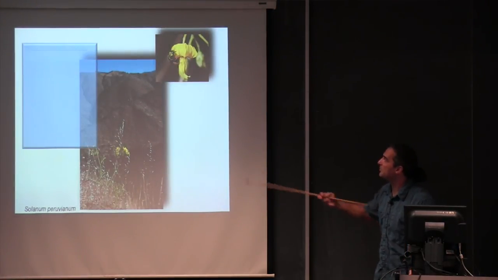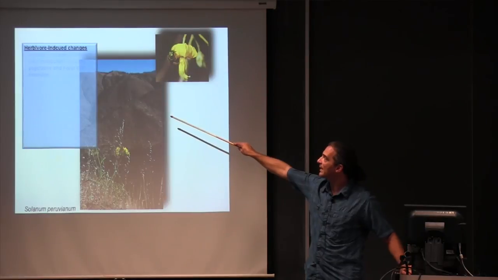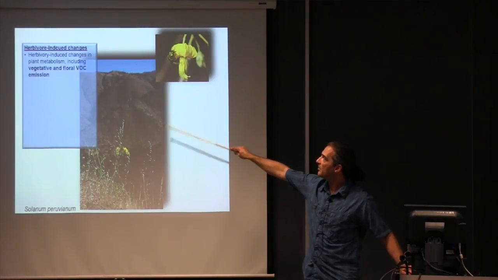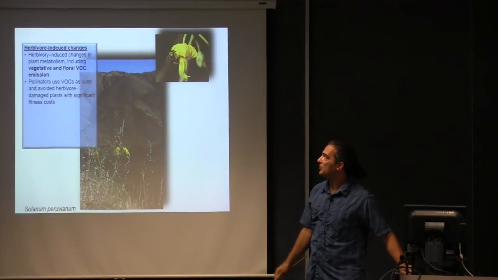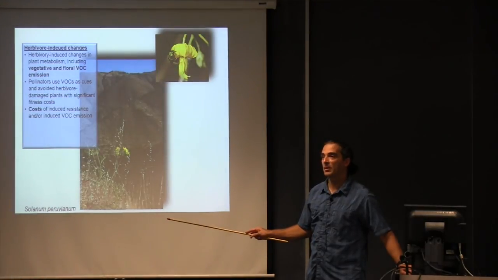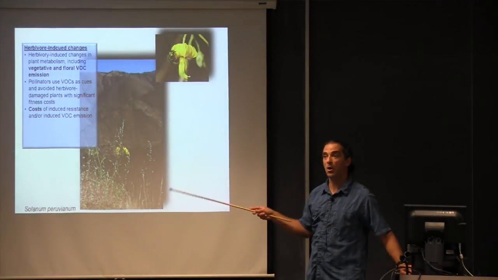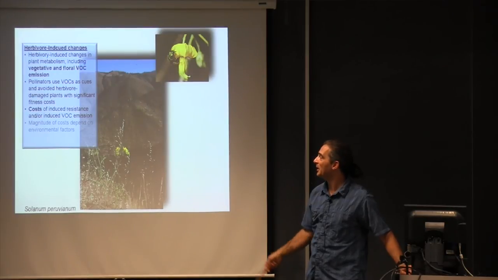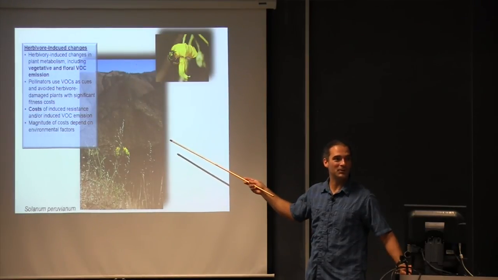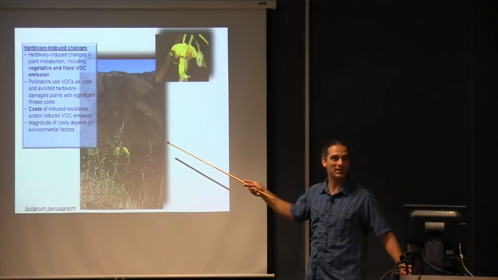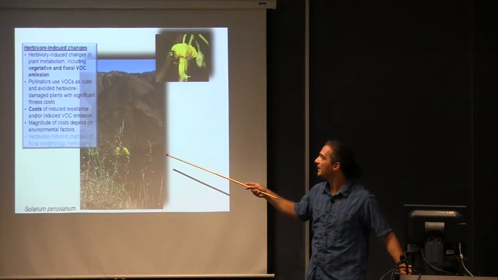So to bring that together, I'm just concluding what I just said. Herbivore-induced changes in plant metabolism include vegetative and floral volatile emission. The pollinators use the volatile emission to avoid flowers on damaged plants. That comes with a fitness cost for the plant. We don't know how long that fitness cost goes. We can discuss that later. Because those are perennial plants, and we obviously have only a snapshot, there's a little bit more to that story, but it could have that negative effect.